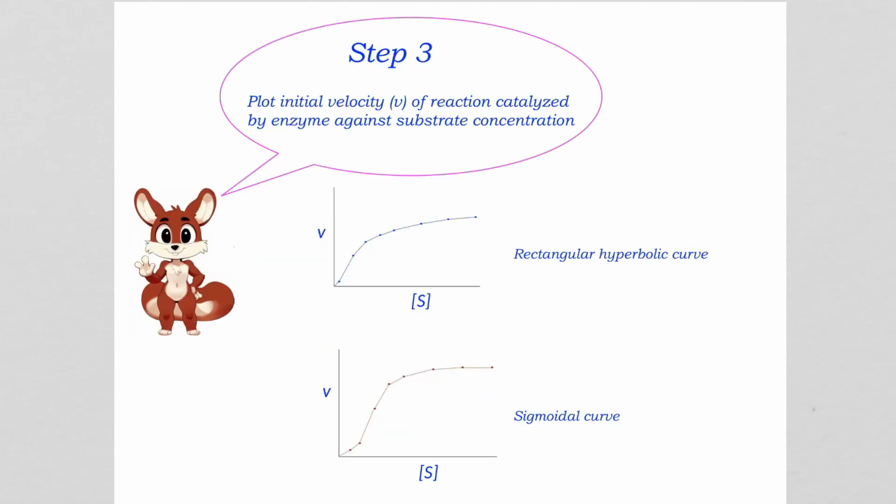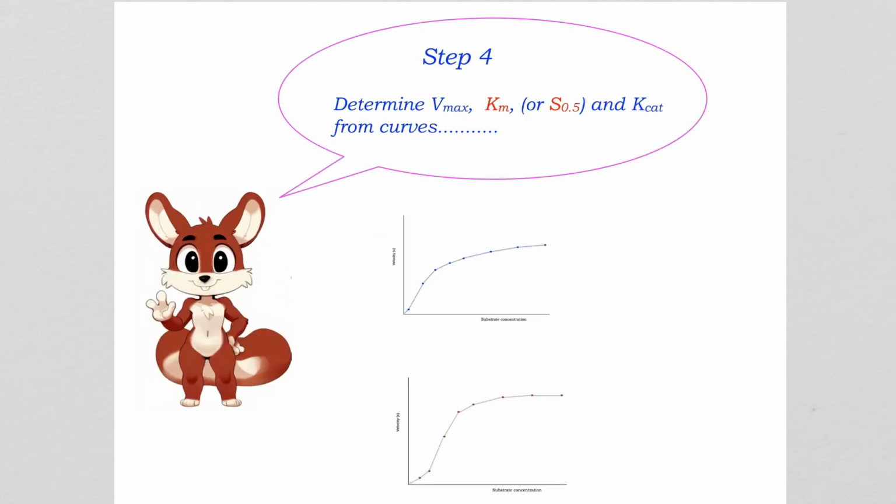In step 3 of enzyme kinetics, we now plot the initial velocity V of the reaction against the substrate concentration. And if we do this, we typically see two types of curves. One would be the rectangular hyperbolic curve, and the second is the sigmoidal curve. From these curves, we can then obtain three very important values. One is Vmax, the second is Km, or sometimes called S0.5, and the third is Kcat.